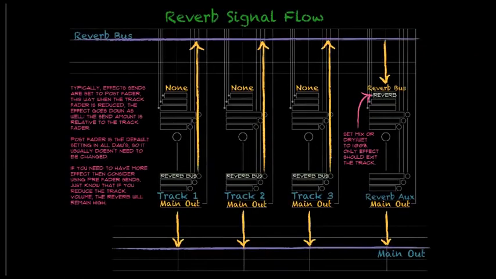Now that we've looked at the concept of a send and return structure, I'd like to look specifically how we would set up parallel effects within a DAW. Now this is an essential technique because it allows you to use a single reverb plugin and apply it to the entire mix with different levels on each of the different tracks.